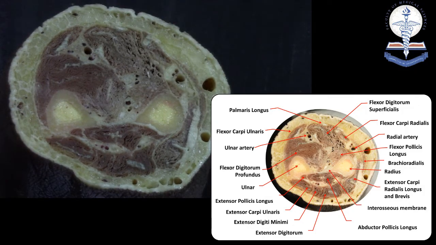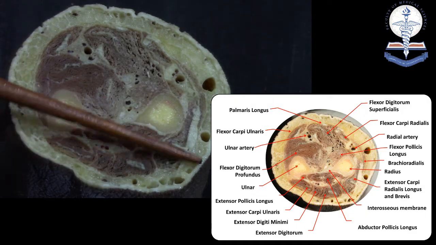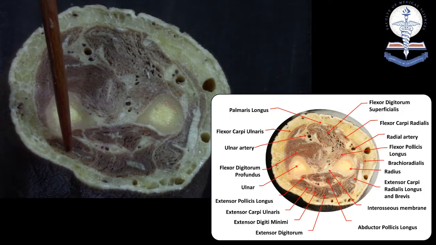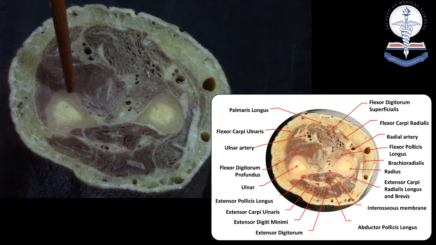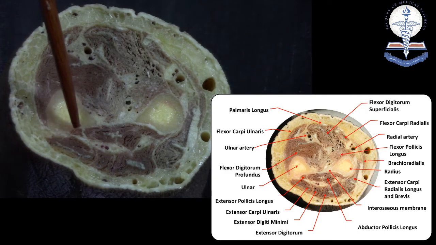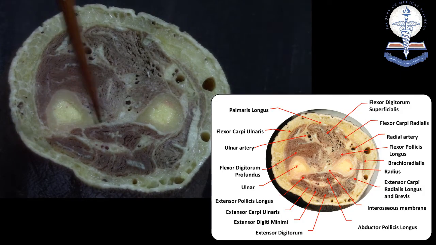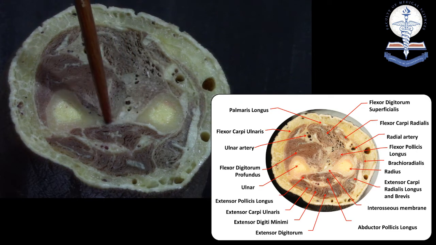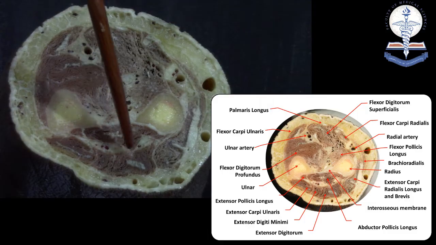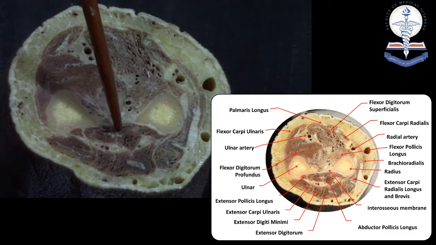Then when we try to identify the structures at the posterior compartment of the forearm, you can clearly see the extensor carpi ulnaris muscle, because you have identified this as the ulna. So this is your extensor carpi ulnaris muscle. A small muscle that you can see here is the extensor pollicis longus. This is the interosseous membrane which is running in between the two bones. Along with the interosseous membrane, in the posterior compartment you can see abductor pollicis longus muscle.